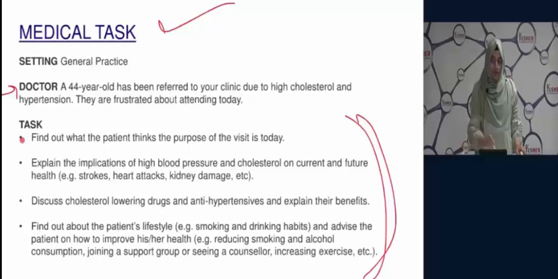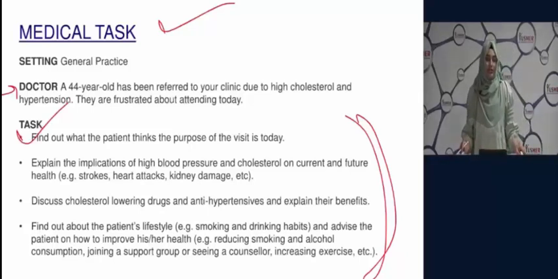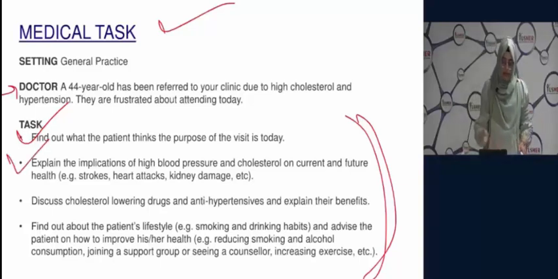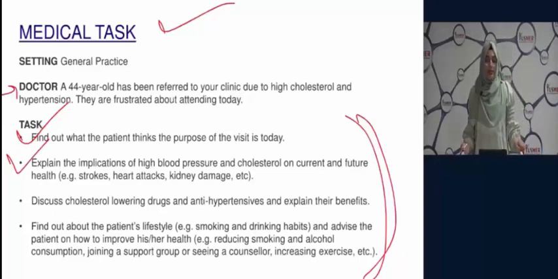So the first bullet point is to find out what the patient thinks the purpose of the visit is today. So you have to ask some questions about the purpose of the visit of the patient. The second bullet point written is, explain the implications of high blood pressure and cholesterol on current and future health, like strokes, heart attacks, kidney damage, etc.